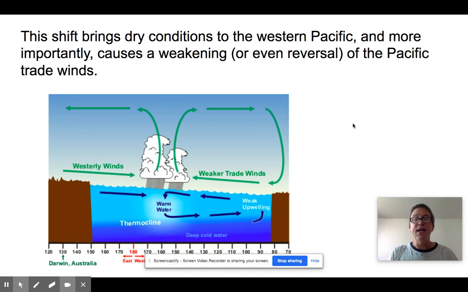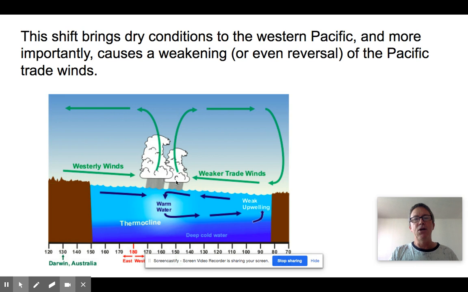Now, what does that do? It changes the whole world's weather. So now we have dry winds here. We don't get the normal monsoons. We have drought conditions. We have forest fires happening in Australia and Asia. The cattle are dying from lack of food to eat.